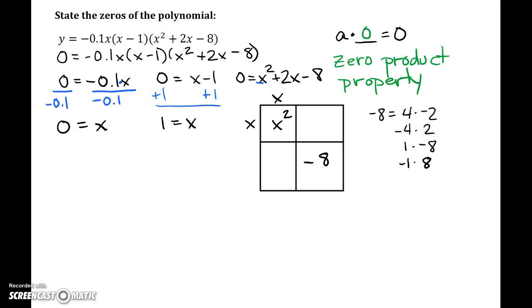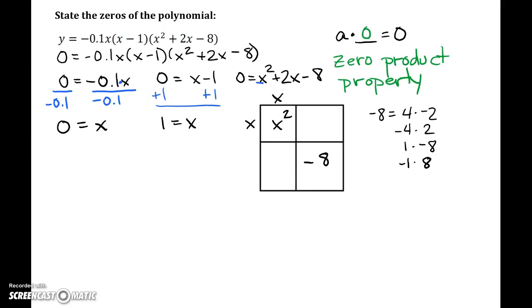Now be careful, don't just rely on the shortcut where you multiply to make negative 8 and add to make the middle term. In this case, the middle term is 2x. The reason why we want to be careful about using that shortcut is because it doesn't always work. Whenever we have a coefficient out in front of the x squared, we can't use that shortcut. So let's go through and check and see which of these options is going to give us the correct middle term, which in this case is 2x.